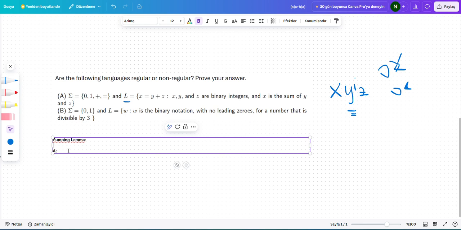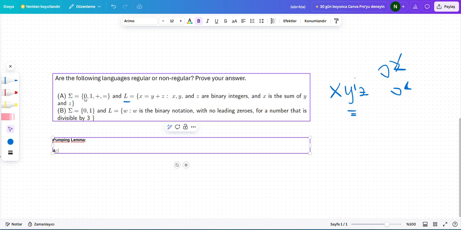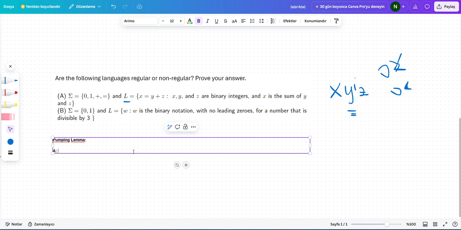For example, question A says 0, 1 plus and the equals symbol. If we make a word with these things, for example, x equals y plus z is a word here. These symbols are inside the word. Don't forget it.